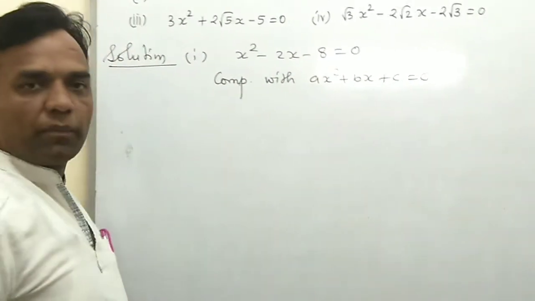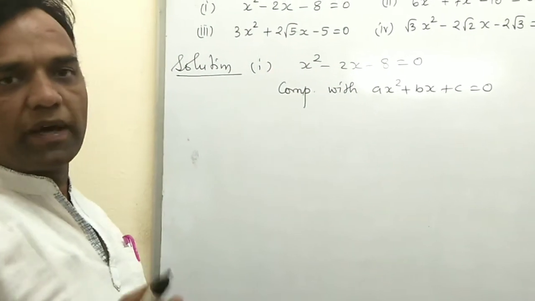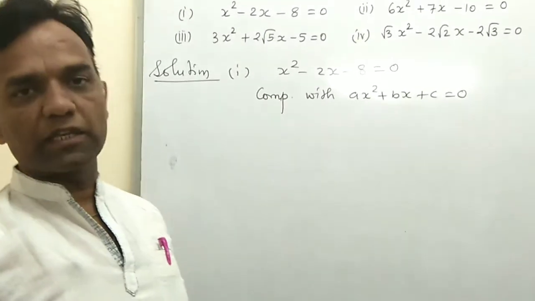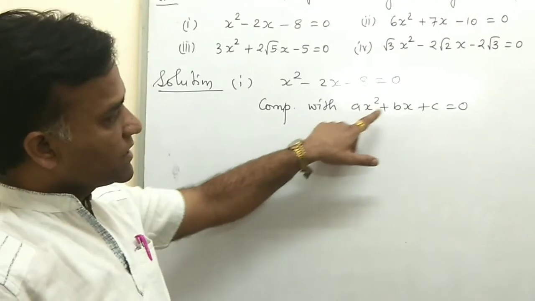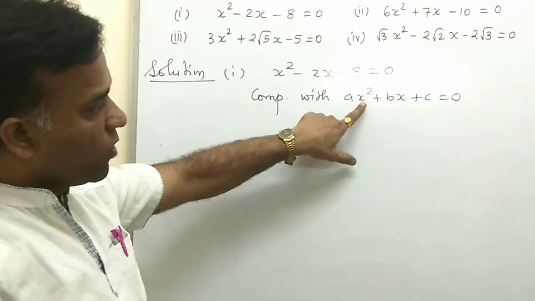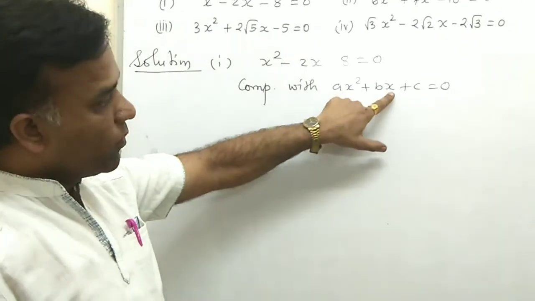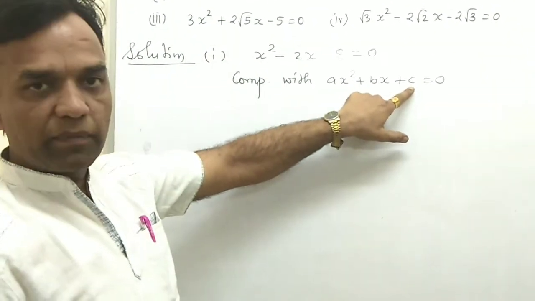Always compare with the general form, which I think you know very well because I explained it previously: ax square plus bx plus c equal to 0. The coefficient of x square is a, the coefficient of x is b, and the constant term is called c.